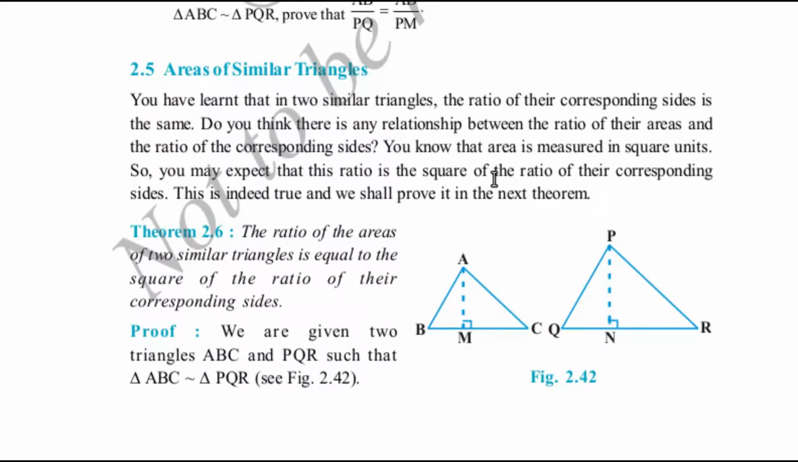In the previous lectures, we already saw that in two similar triangles, the ratio of their corresponding sides is the same. So we can extend this idea to find the relationship between the ratio of their areas. Do you think there is any relationship between the ratio of their areas and the ratio of their corresponding sides? Yes, there exists a relationship between the area of a triangle and their corresponding sides. Now we shall look at the relationship between the corresponding sides and the area of similar triangles.